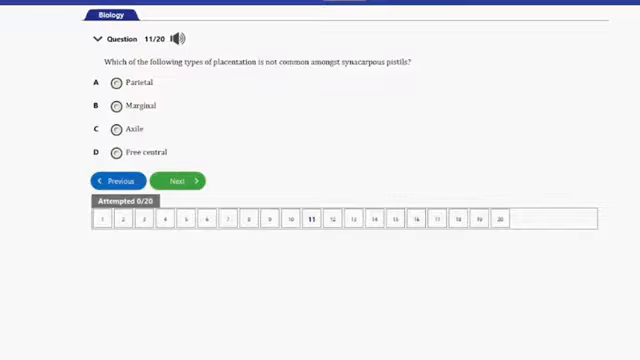Question number 11 here, it says, which of the following types of placentation is not common among Syncarpous pistils? We have A. Parietal, B. Marginal, C. Axial, and D. Free central. So guys, the answer to this question is option C here, and that's axial placentation. So that's it for this question. Let's go ahead and consider the next question.